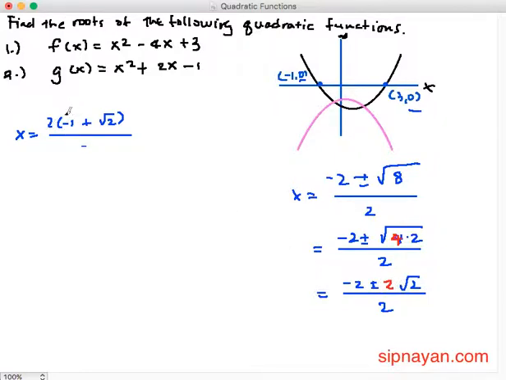Kasi di-distribute mo to, di ba? So, 2 times negative 1, that's negative 2. And then 2 times square root of 2 is 2 square root of 2 over 2. So, mangyayari dyan, pag ni-distribute mo to, babalik siya dito sa expression na to. Okay? So, this becomes x equals, mawawala to, mawawala yan. This becomes negative 1 plus minus square root of 2.